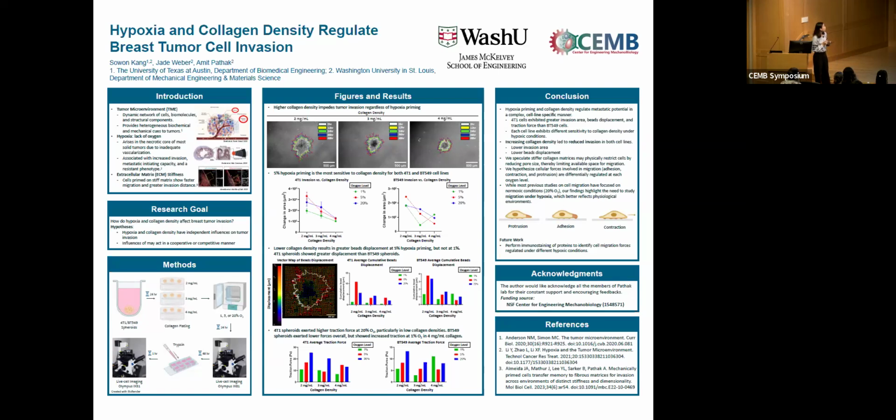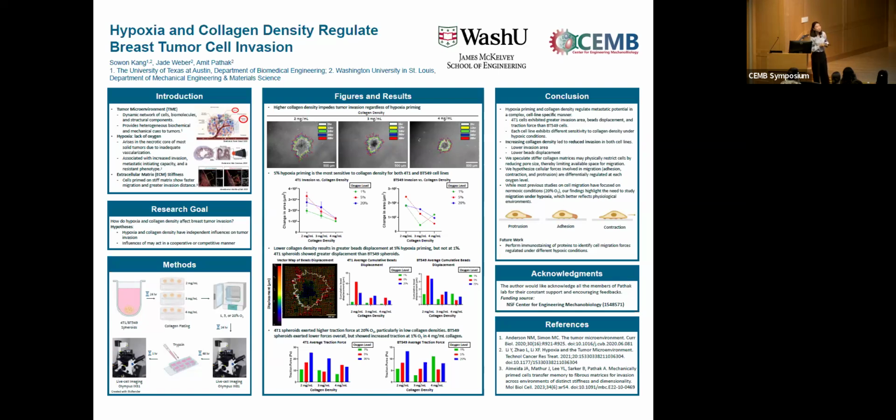Another point that I was focusing on was the extracellular matrix stiffness. Previous studies from our lab showed that cells primed on stiff matrices, compared to cells primed on soft matrices, show a faster migration and a greater invasion distance, as well as a faster migration speed. So previous research has shown that if cells are in a stiffer environment, they're more likely to invade, especially cancer cells.